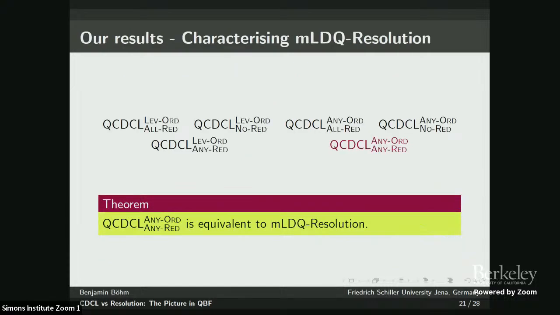And then we can get to the next result. If we take this QCDCL with arbitrary decisions and arbitrary reductions, this model is able to simulate these MLD-QRes proofs. Therefore, it's equivalent as a proof system to MLD-QRes.